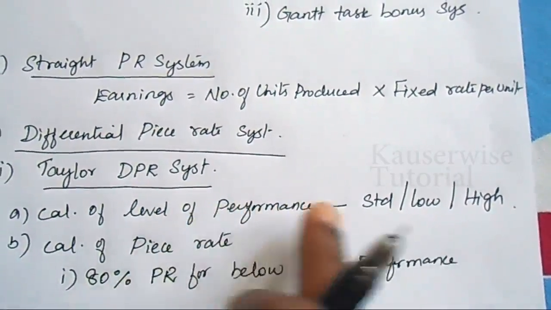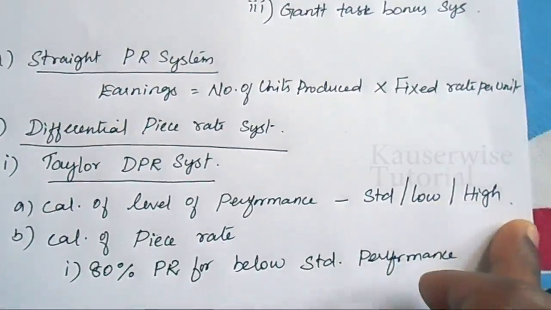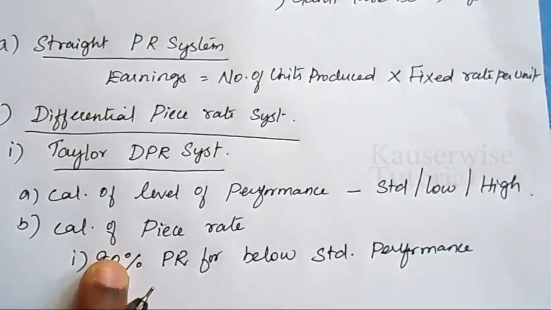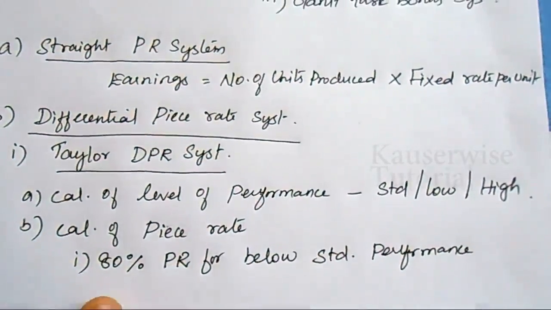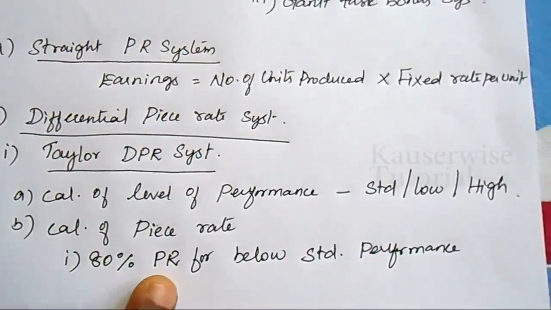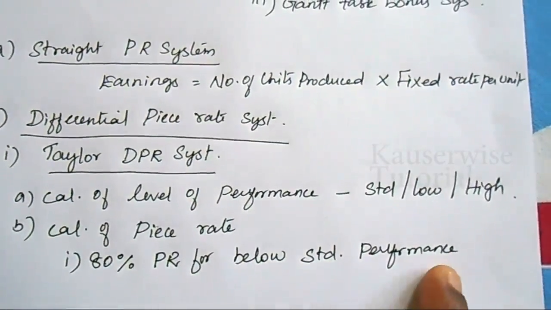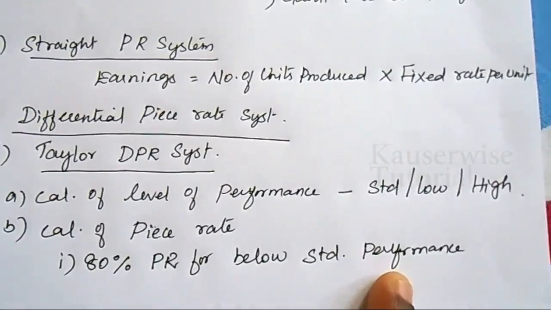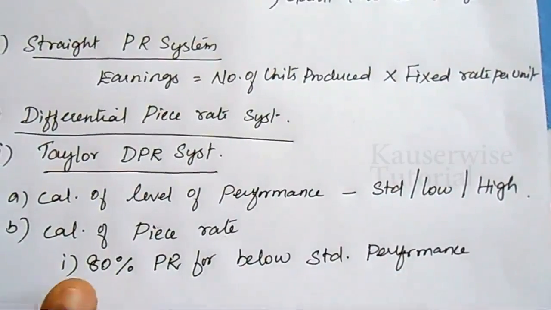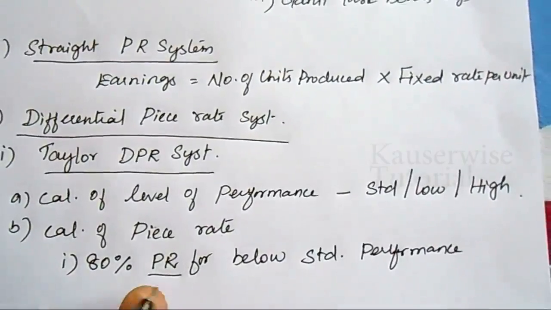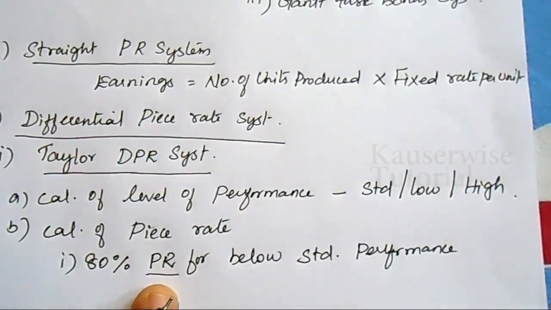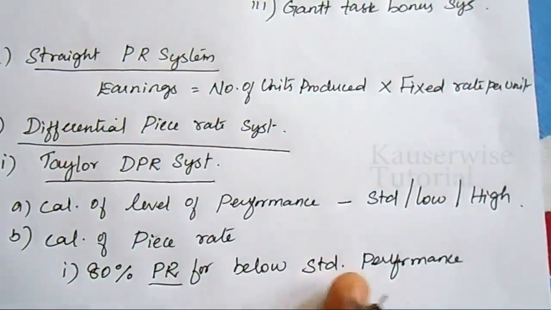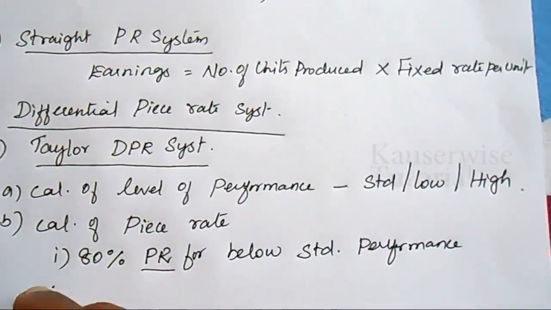After finding the level of performance, that is standard, low or high, you need to calculate the piece rate. There will be a different piece rate for different employees according to their level of performance. Here we have two things. One is 80% piece rate for below standard performance. If the employee performs below standard, for example produces 80 units, he will get only 80% of the piece rate. For example, if the piece rate is 10 rupees for each unit, he is entitled to get only 8 rupees per unit. Why? Because he is a below standard performer. And the second one is 120%.